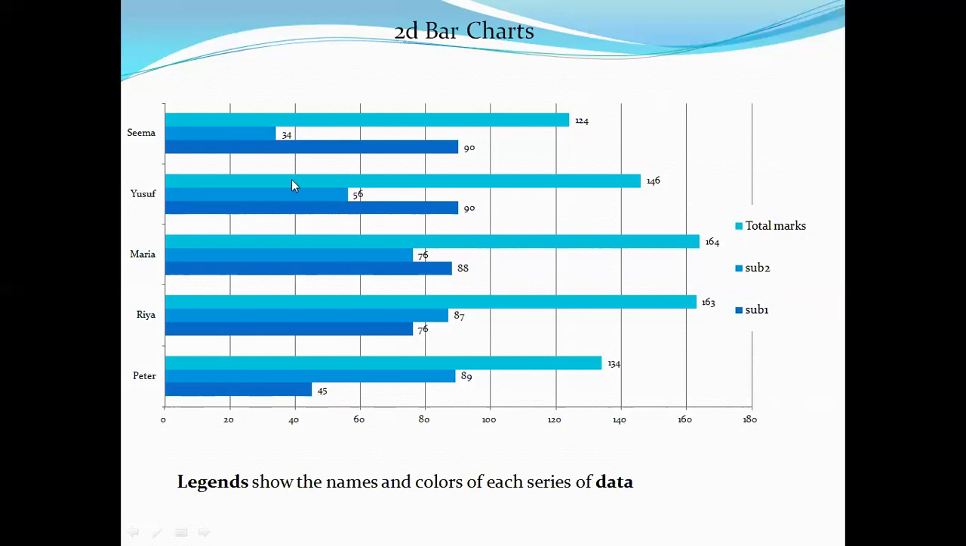So let's see Seema's marks first: subject 1, subject 2, and total marks. You can see that in subject 1 she has scored 90, in subject 2 she has scored 34, and her total is 124. Okay, so likewise you can see her marks in different subjects also, and you can compare two students' marks also. Okay, so this thing which is given, total marks, subject 1, subject 2, is called legends. So legends show the names and colors of each data series. Okay, and obviously I have taken a blue color design here, so it appeared in blue, but you can change the color to whatever you want, and we are going to see how you can do that.